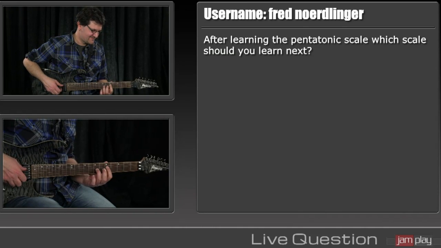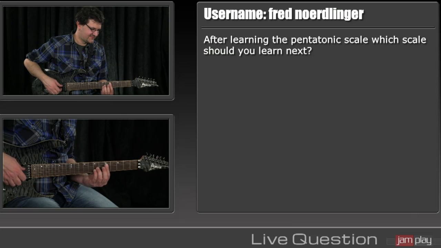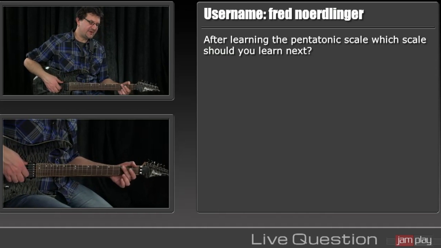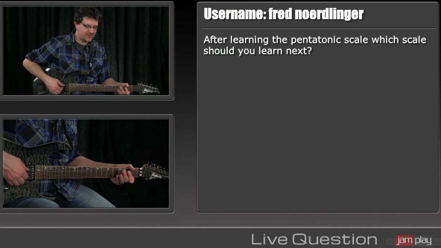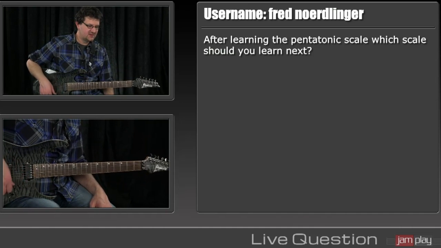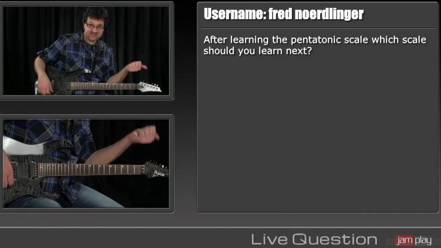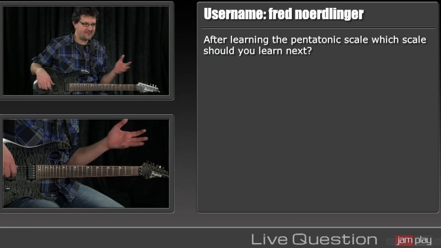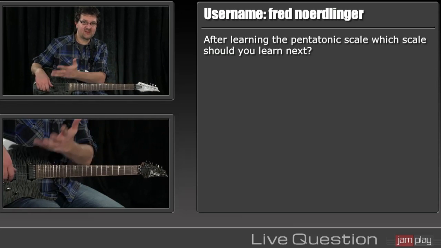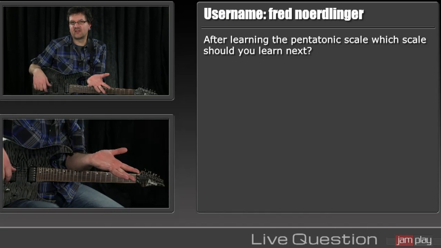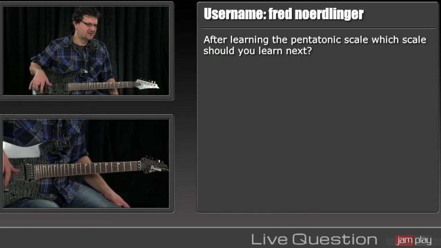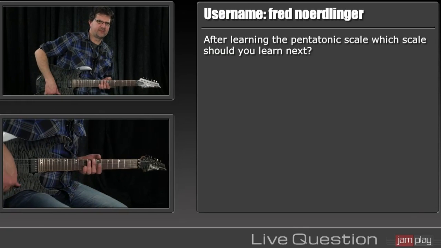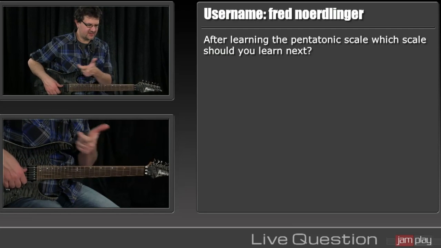Okay, from Fred. After learning the pentatonic scale, which scale should you learn next? It depends on the style of music that you're into. But for me, what's been the most beneficial, when you say pentatonic scale, I'd say major pentatonic and minor pentatonic. And then I would add to those the notes that make the minor pentatonic Dorian and the major pentatonic Mixolydian, because of the style of music that I've been exposed to, mostly rock, blues, funk, that kind of thing. Those are the scales that I would probably suggest you learn. Dorian, which is a minor scale, and Mixolydian, which is a major scale.